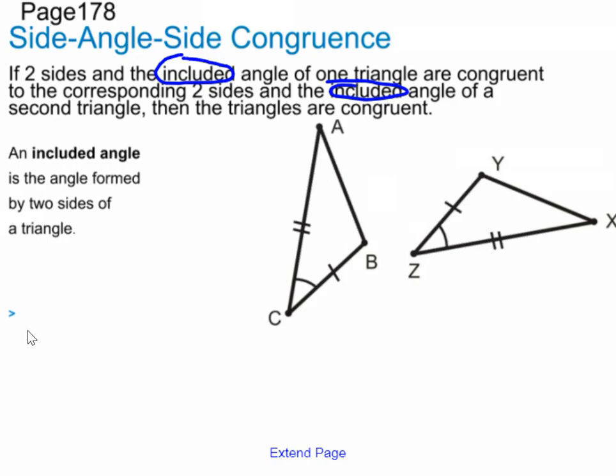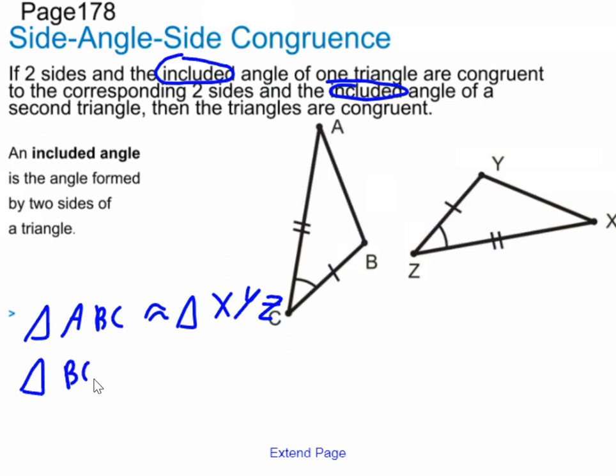So here I could say triangle ABC is congruent to triangle. Well, A is going to correspond with X, B is going to correspond with Y, and then Z is the known angle with C, so that would be the last one. I could also mix this up. I could say triangle BCA is congruent to triangle YZX. So as long as the first matches first, second matches second, you can mix them up.